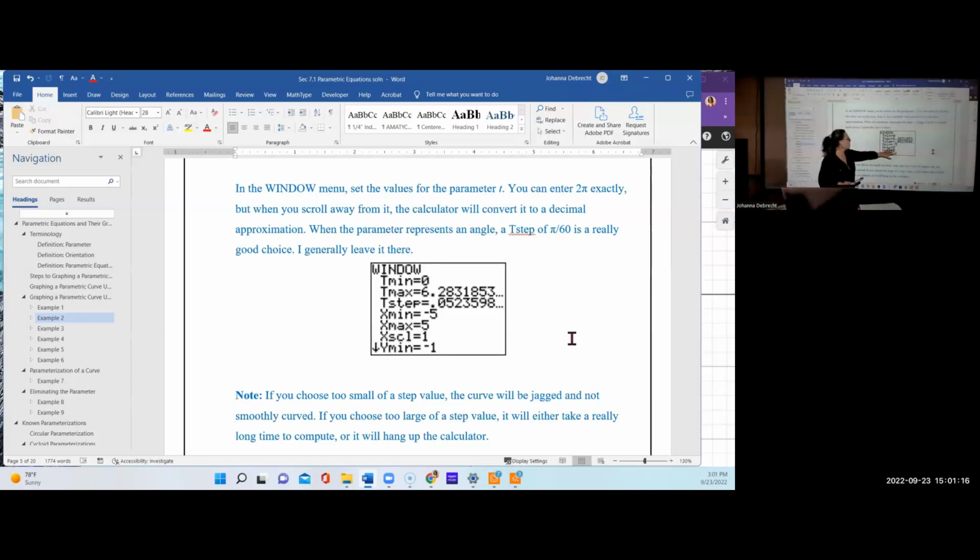Now, I don't know what my x-min, x-max need to be or my y-min, y-max. I know what my t interval is, and I want to allow the calculator to compute the best values for x-min, x-max, y-min, y-max. So I use something called zoom fit.